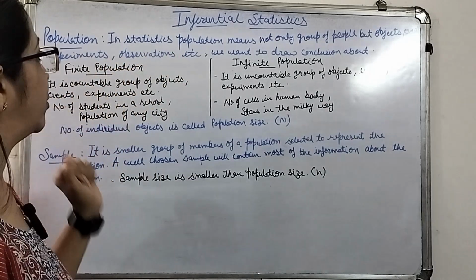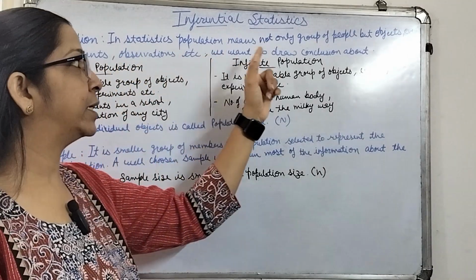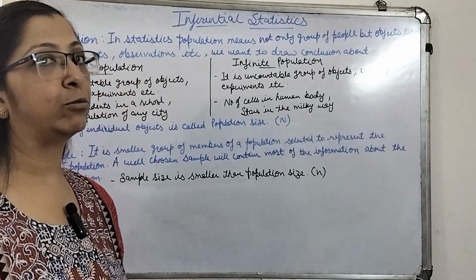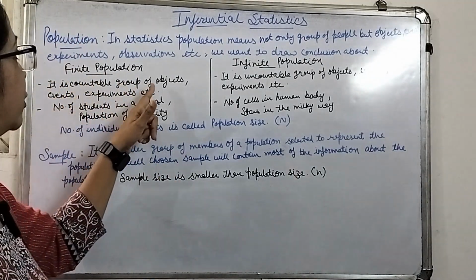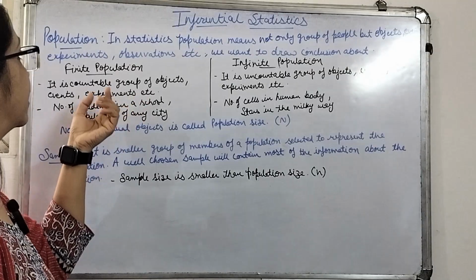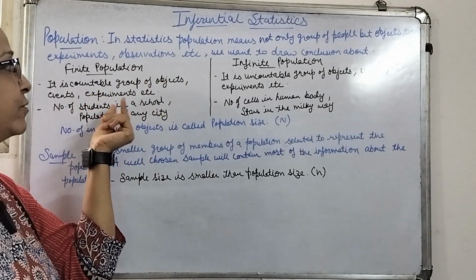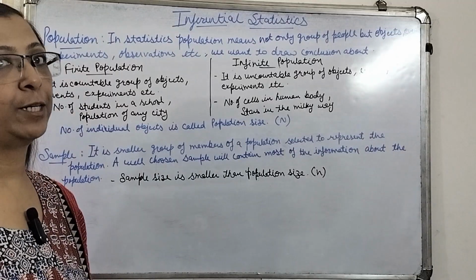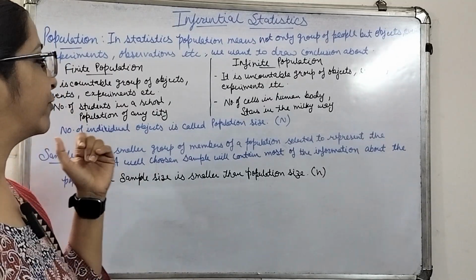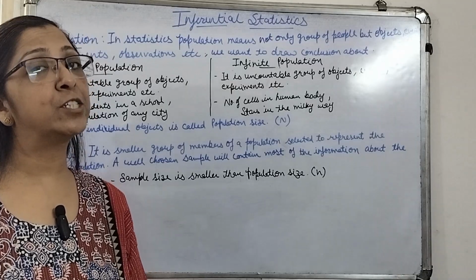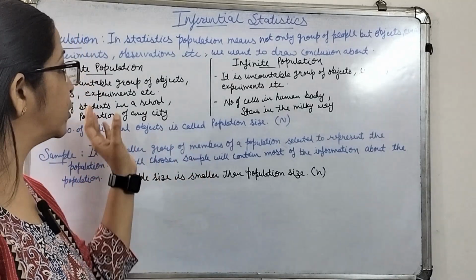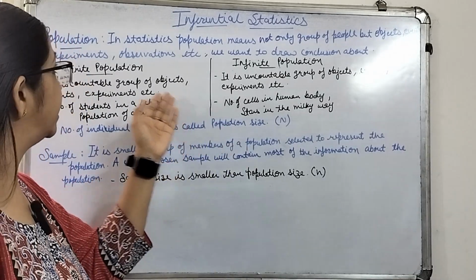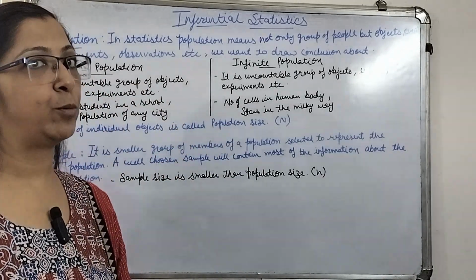Now, there are two types of populations. One is a finite population, another is an infinite population. As the name suggests, finite means that which can be counted. So it is a countable group of objects, events and experiments. That means if the group of objects, events or experiments can be counted, then it comes under the category of finite population. For example, if we have to conduct an experiment on the students of a school, then the number of students in that particular school will be the population, because we can count it. That's why it comes under the category of finite population.